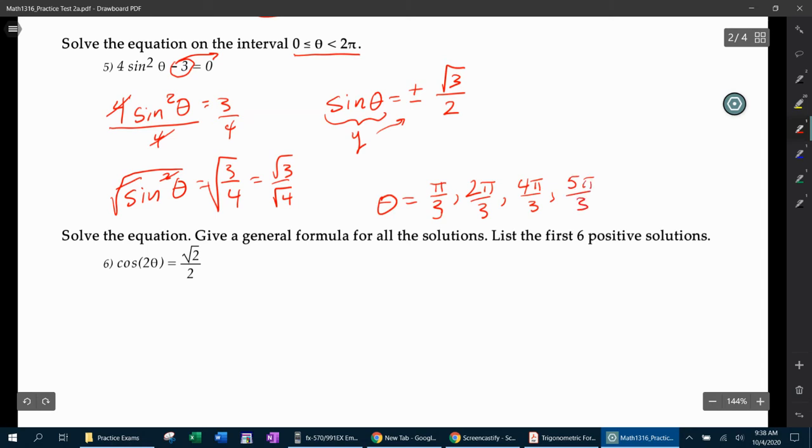Now, if you're wondering how did I come up with those, I just went to the unit circle looking for all of the y coordinates of either positive or negative square root of 3 over 2. And so you either need to have the unit circle memorized or have it available somewhere. I don't know, maybe get a tattoo.